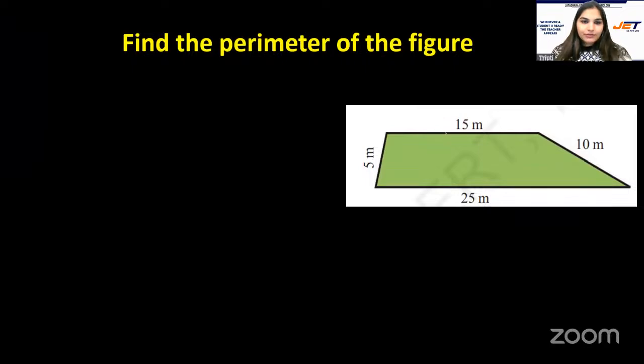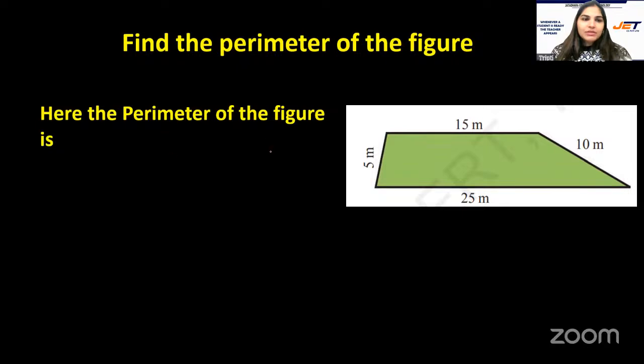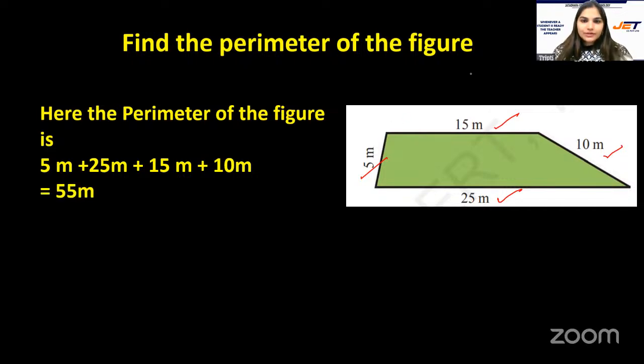So this is our figure. We need to find out the perimeter of this figure. It's very easy. Perimeter is the length of the border. To find the perimeter, you just add all the outlines, the lengths of the border. Starting from 5 meters, then 25 meters, plus 15 meters, plus 10 meters. When you add all of them, you will get 55 meters.